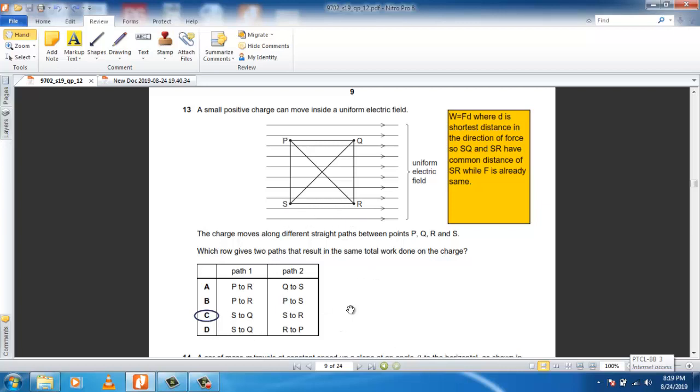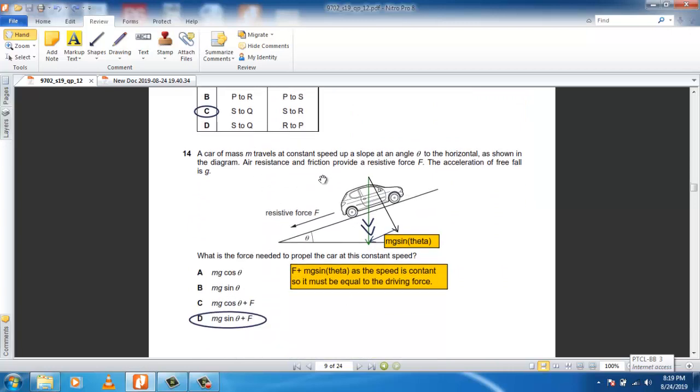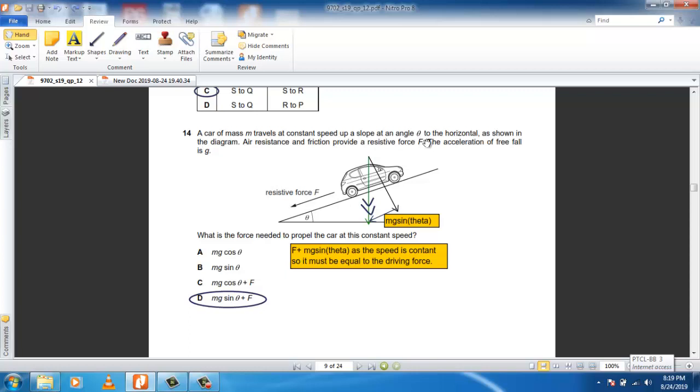So let's see. Question number 14 says that a car of mass m travels at constant speed up a slope at an angle theta to the horizontal as shown in the diagram. Air resistance and friction provide a resistive force F. The acceleration of free fall is g. What is the force needed to propel the car at this constant speed? So you should know that the car is moving at constant speed. So the upward force along the slope equals the downward force along the slope. So this is one force along the slope, which is F.